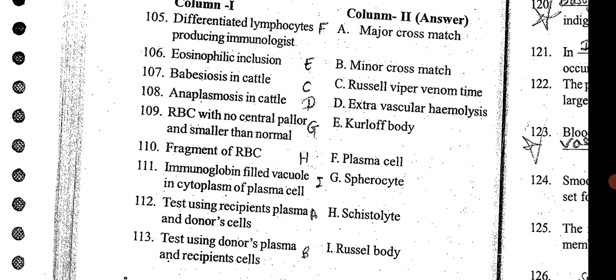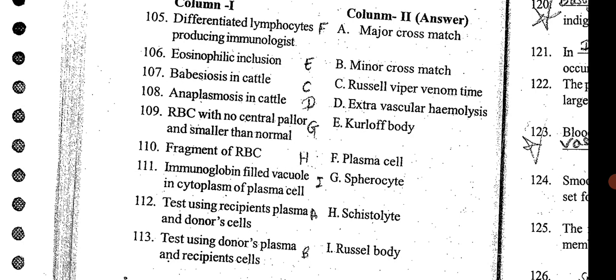Differentiated lymphocytes produce plasma cells. Plasma cells are differentiated from lymphocytes, or rather the lymphocytes are actually the differentiation or modification of plasma cells. Eosinophilic inclusions are known as Curl bodies. Curl bodies are the eosinophilic inclusions, and plasma cells differentiate from lymphocytes, or lymphocytes in actual are the differentiated plasma cells, or their precursor is the plasma cell.